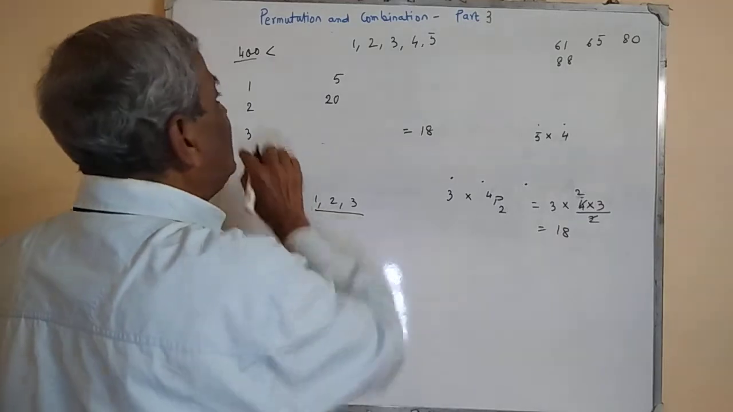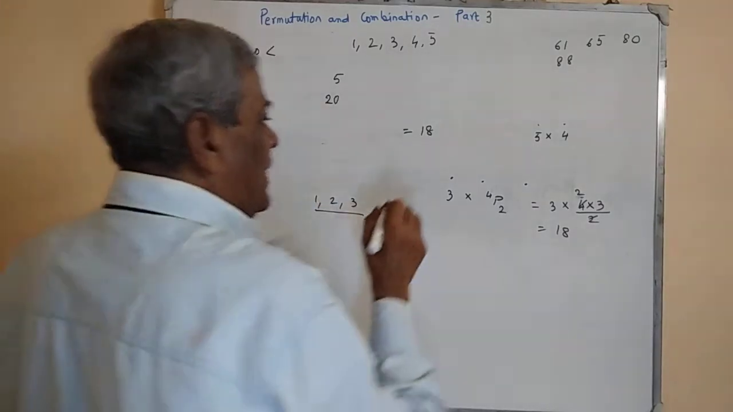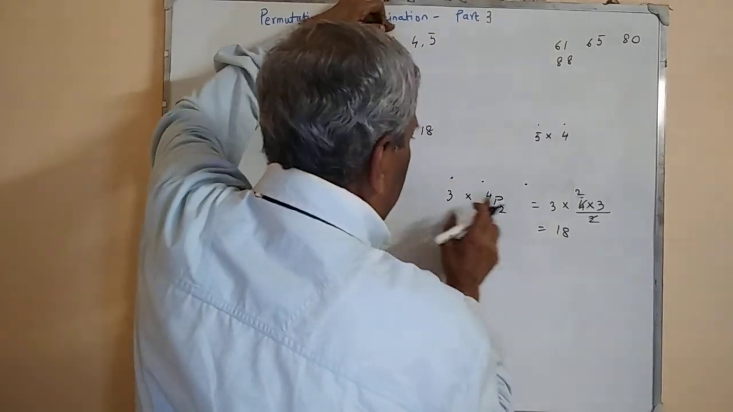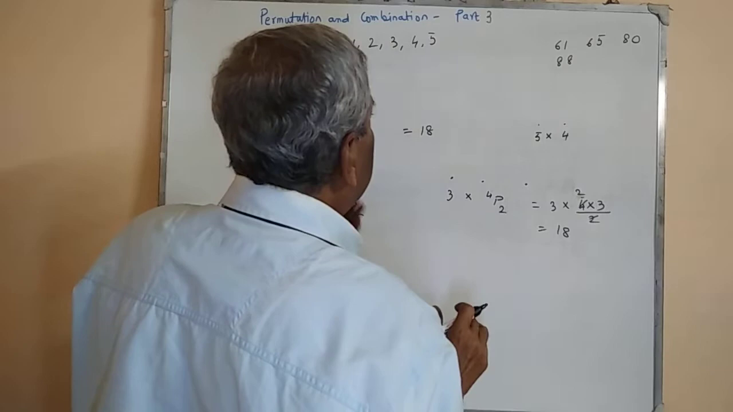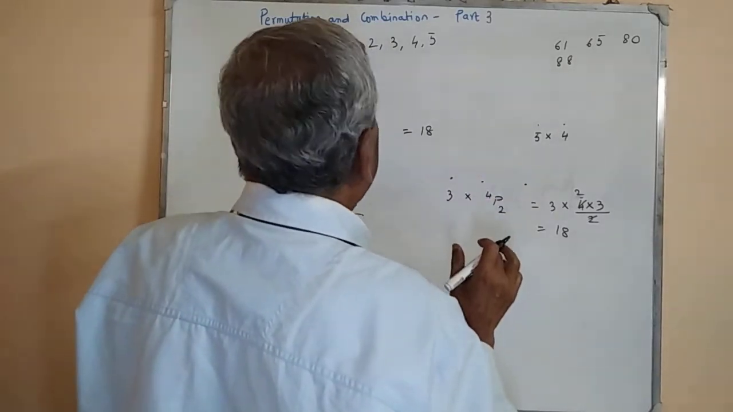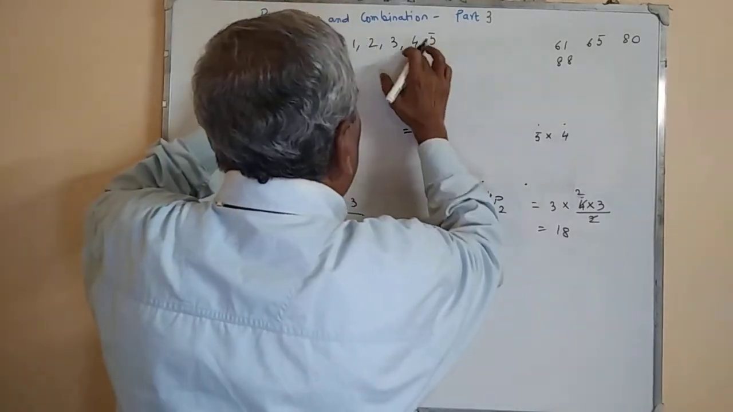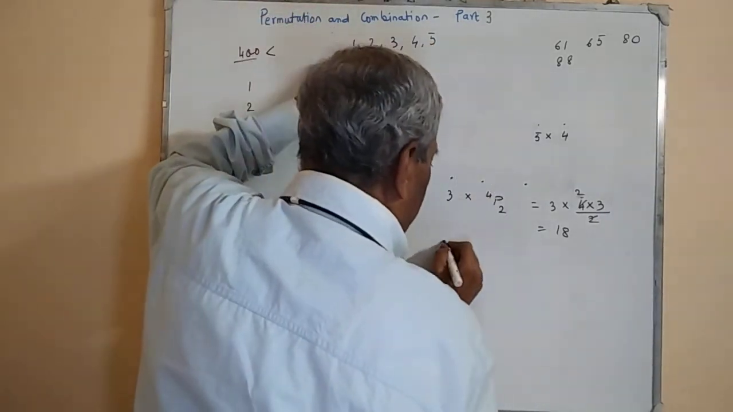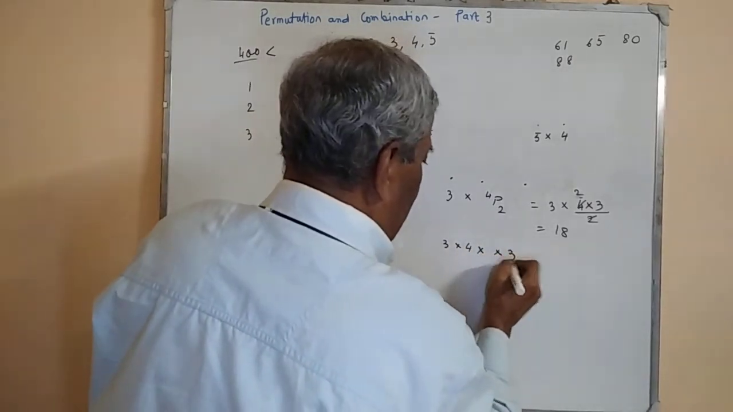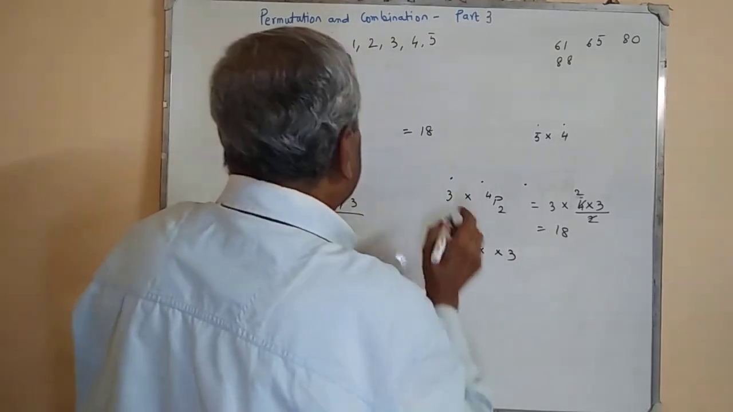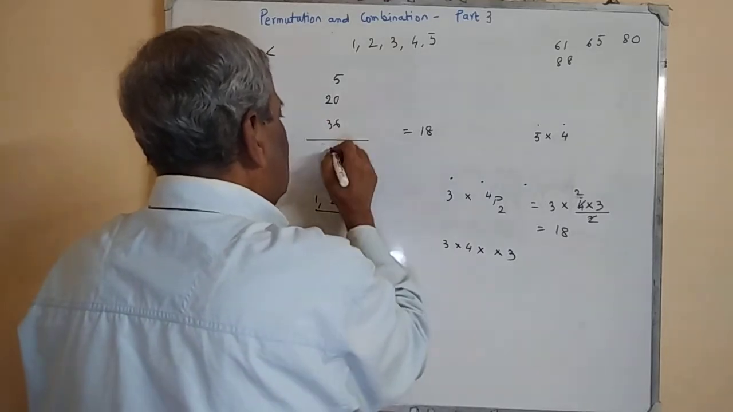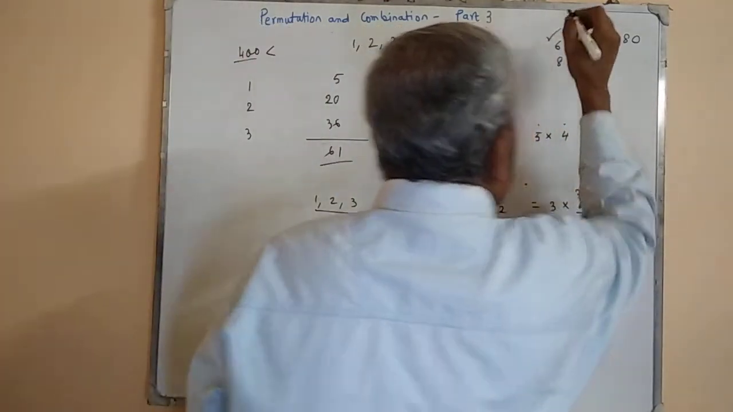And three digit number which is less than 400. The first position can be 1, 2, 3, three ways. Then two more positions are left. The first of them can be filled by 1, 2, 3, 4, and the second by 3. So 3 into 4 into 3, 36. So the total answer is 61. So this is the answer.